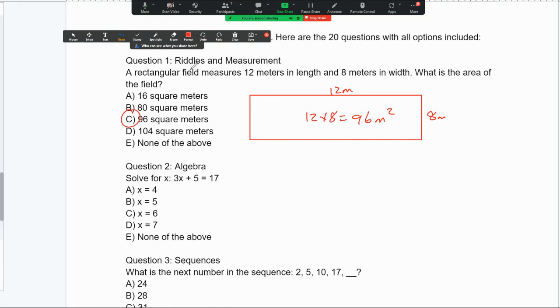Okay, question number 2 says you got 3x plus 5 equals 17. You subtract 5 on both sides, and so you get 3x equals 12. And so therefore x must equal 4 for this answer. All right, because 4 times 3 is 12. 12 plus 5 is 17.